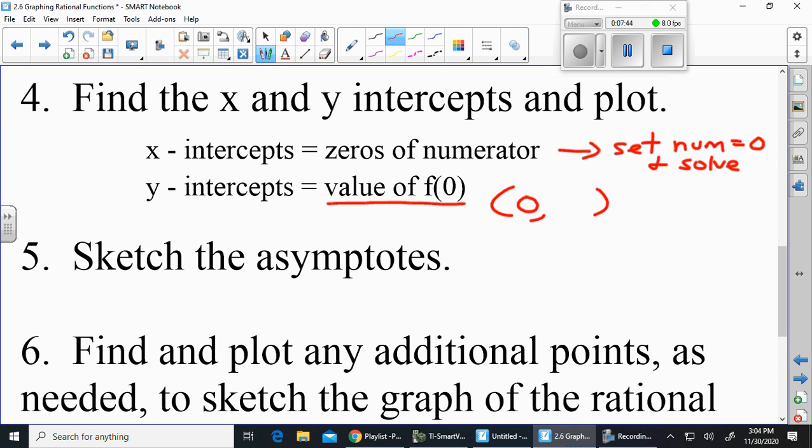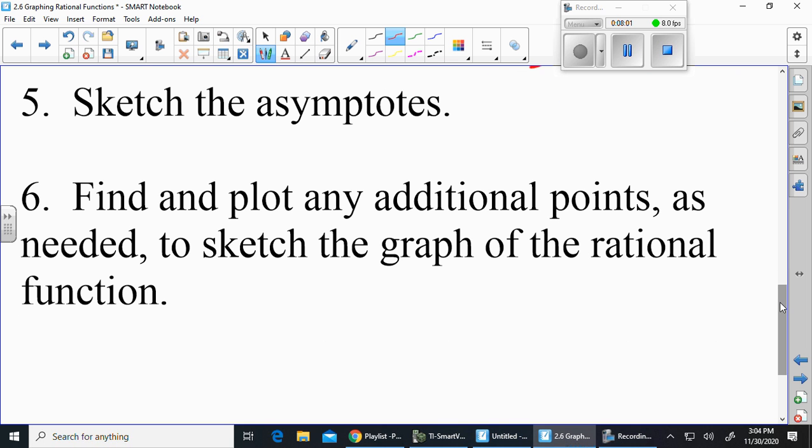Then, if you're asked to graph it, now lots of times I'm just going to ask you for information and you have to be able to find these things. So you sketch the asymptotes, you sketch any points that you had, and then any additional points as needed to sketch the graph of the function.